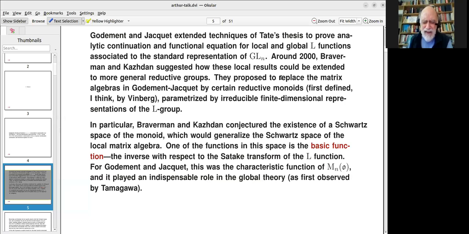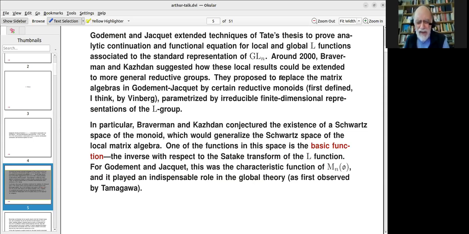Instead, Godement and Jacquet used the action of GL_N on the matrix algebra. For example, locally, the p-adic groups on the local matrix algebras, and extended Tate's techniques in order to prove a functional equation for a global L function attached to the standard representation of the L group GL_N.